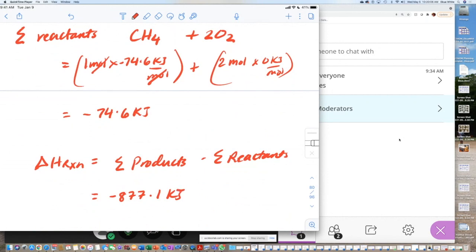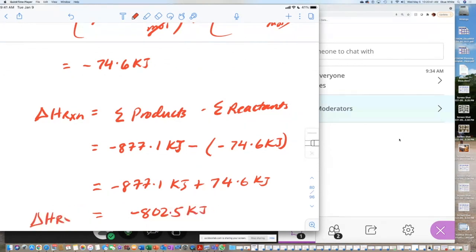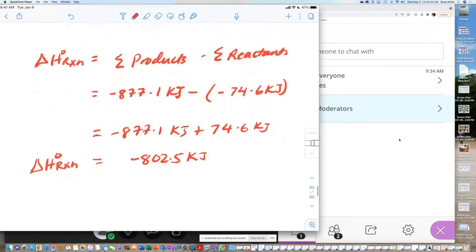Okay, so right here. So I have that right there. And then I am subtracting. So this is minus, subtracting minus 74.6 kilojoules. Okay. So what do we have here? This will become negative 877.1 kilojoules plus 74.6 kilojoules. And we end up with negative 802.5 kilojoules. This is delta H of the reaction at standard state.